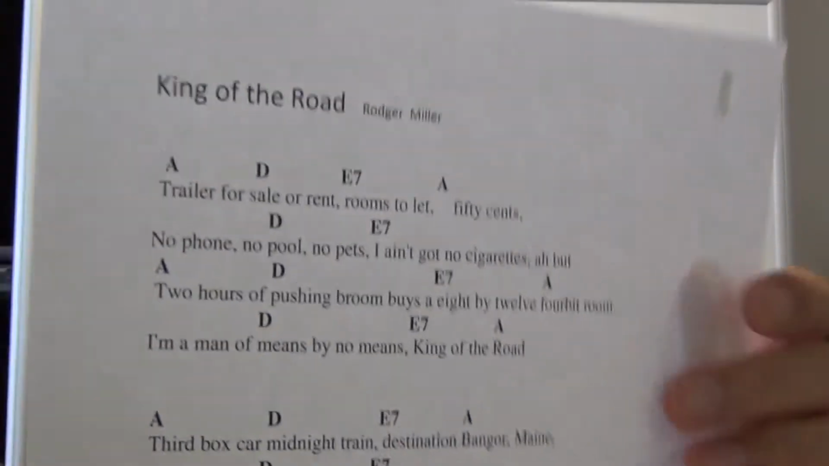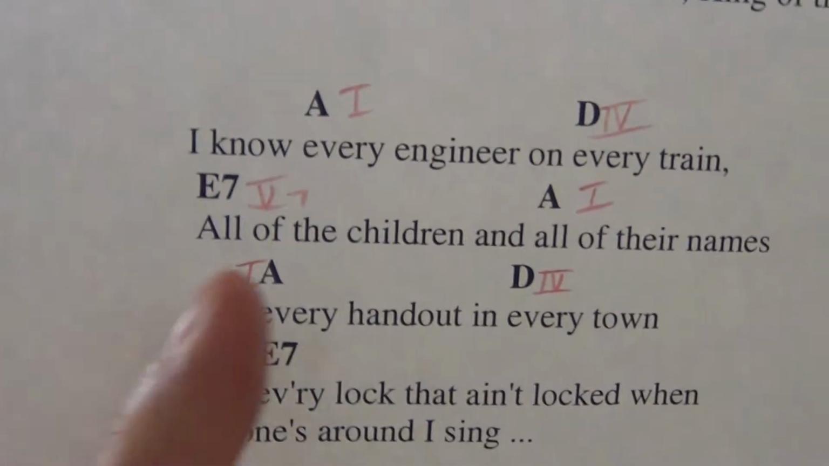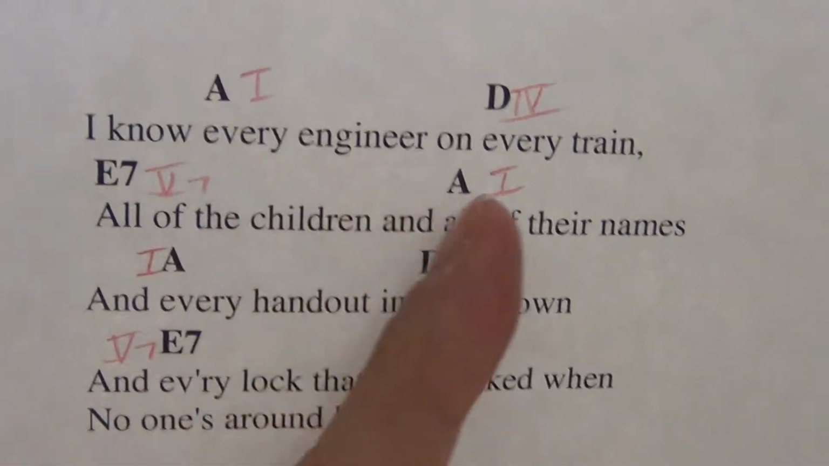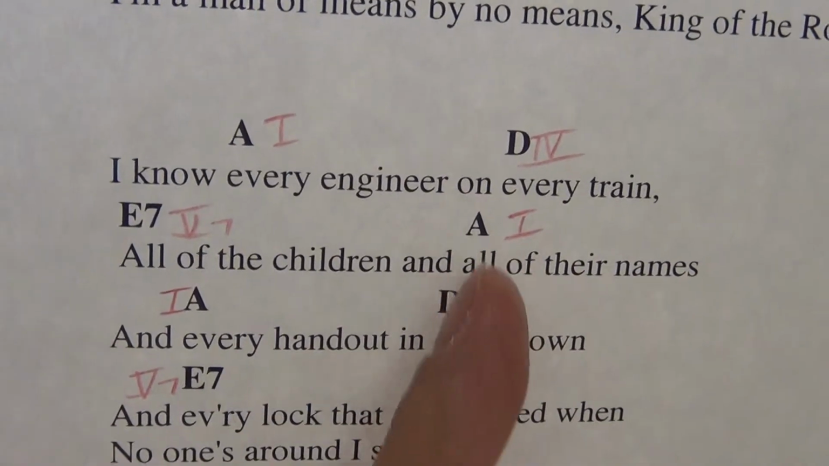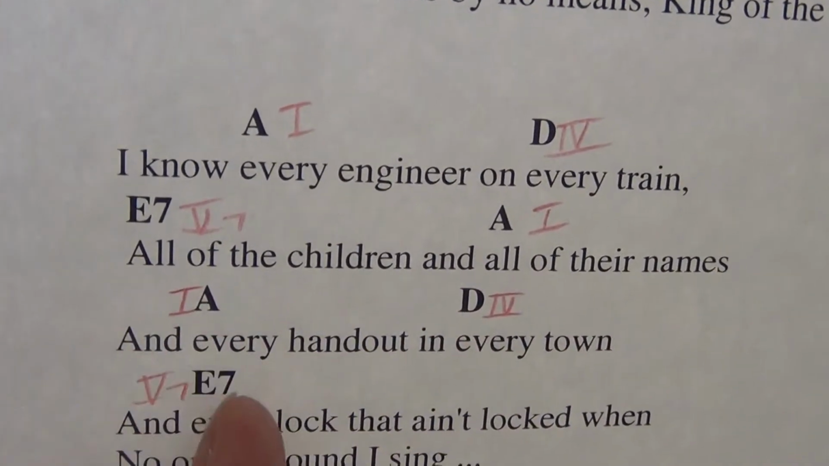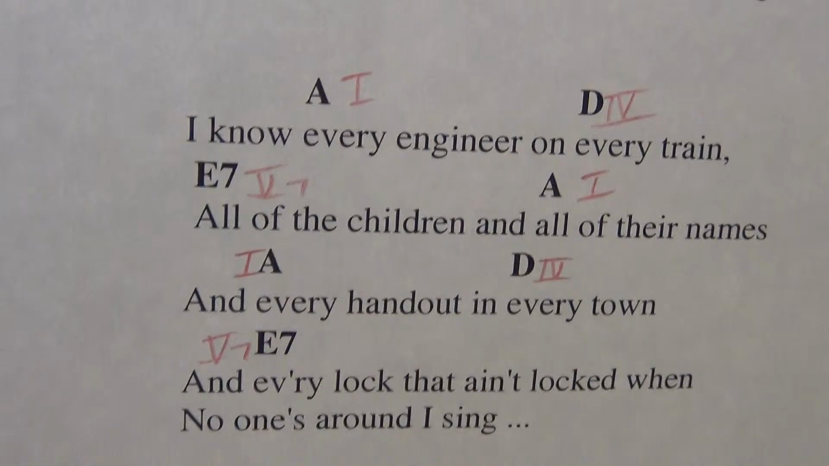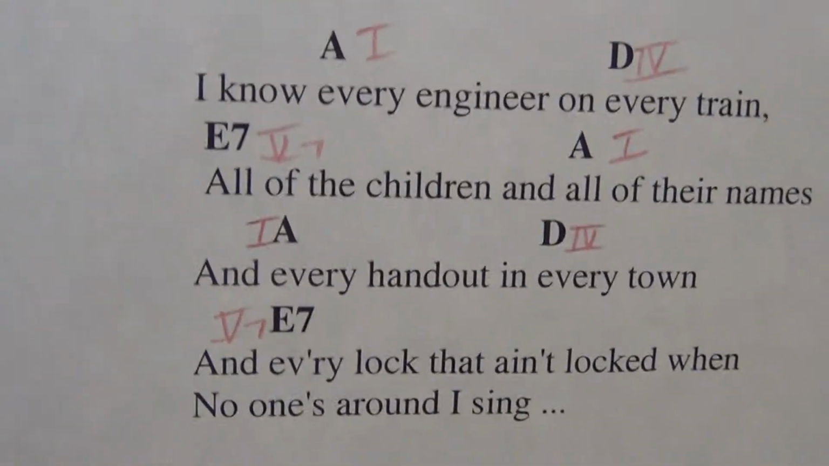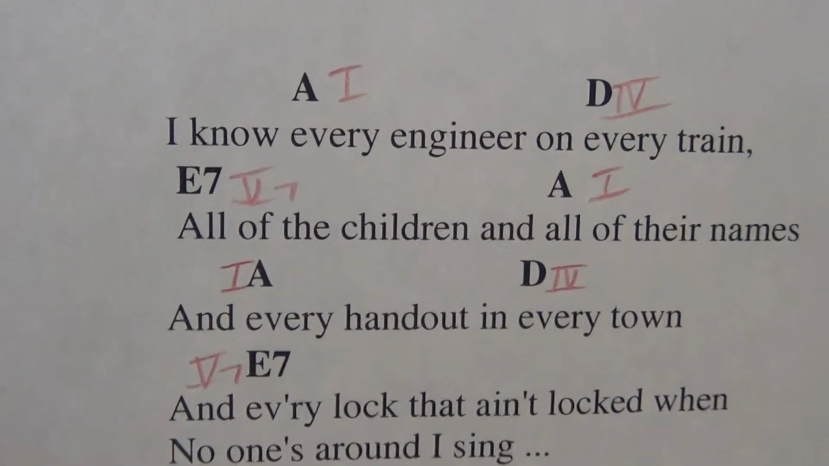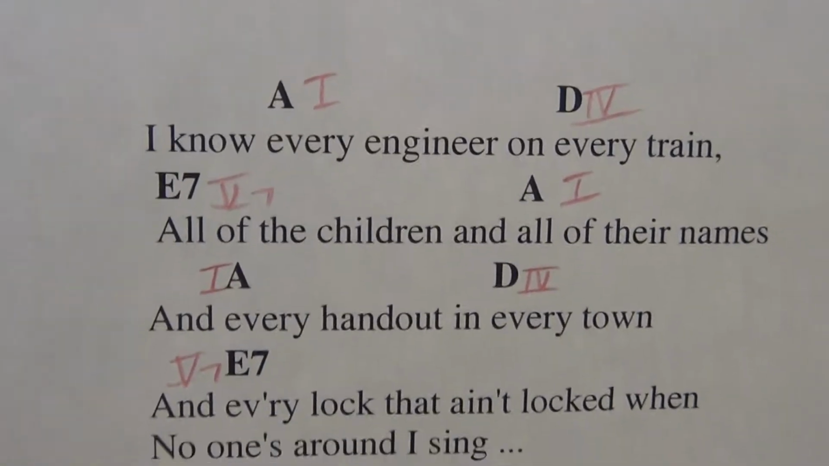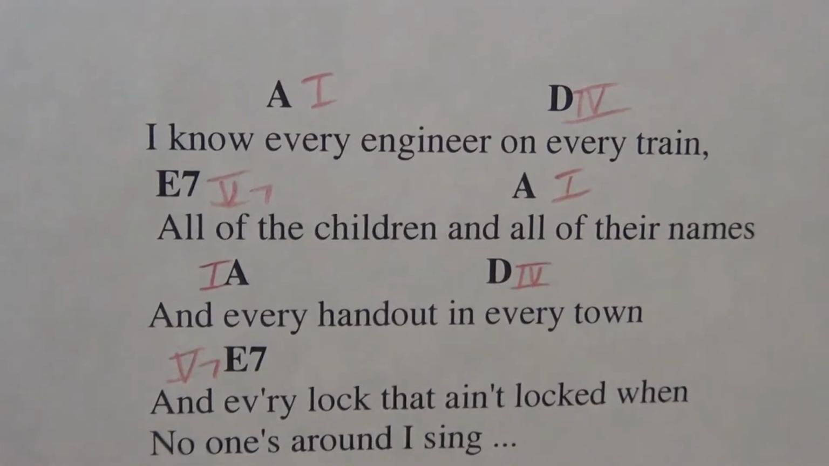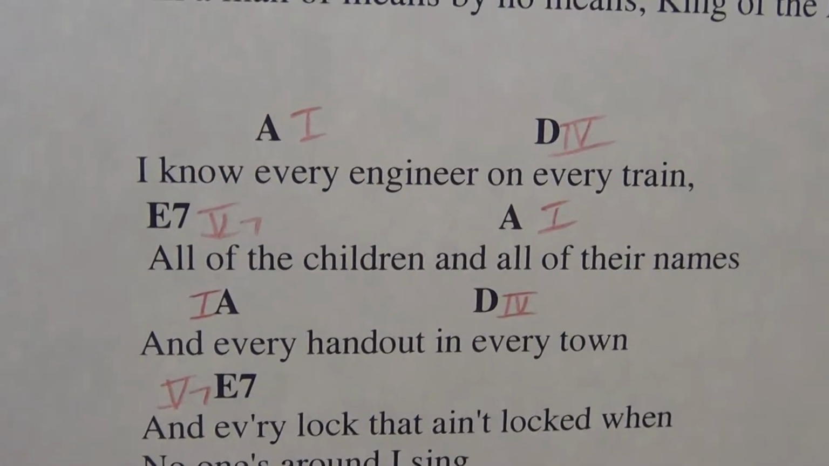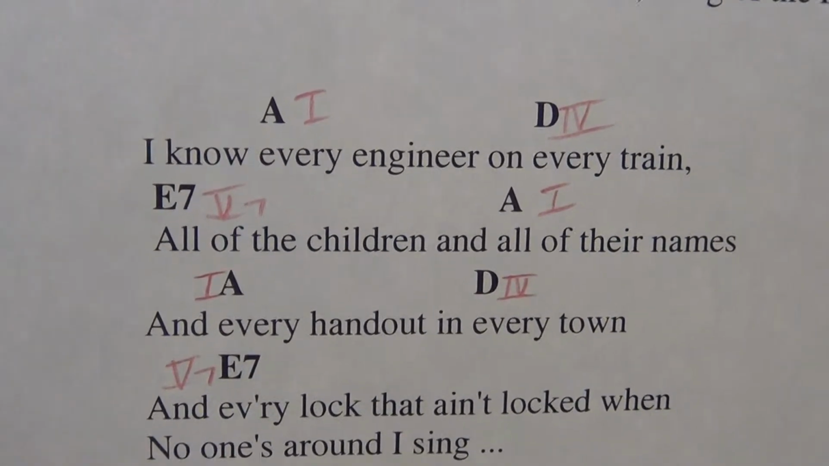What I did was at the bottom of the music sheet by the bridge, I wrote down the 1 for A, the 4 for D, 5/7 for E7, 1 for A, 4 for D, 1 for A, 5/7 for E. You can do the same. I suggest writing it in pencil instead of pen, so it's not too obtrusive when you're reading the music.